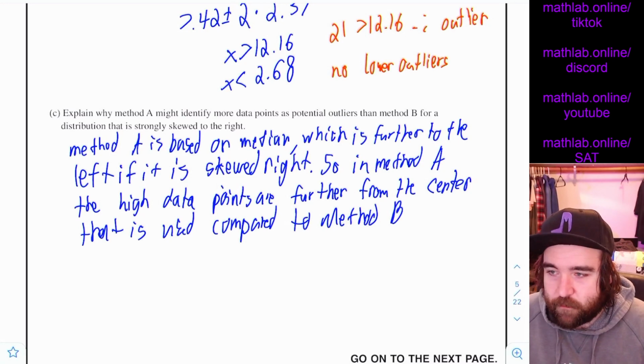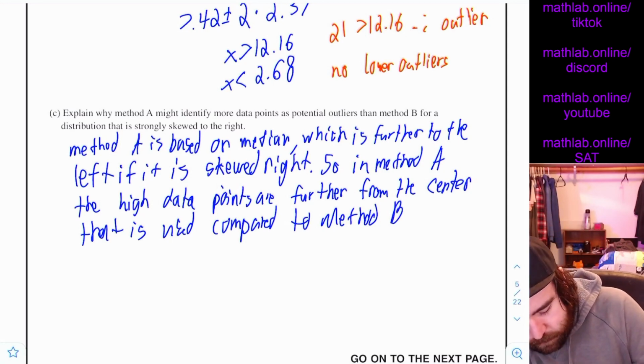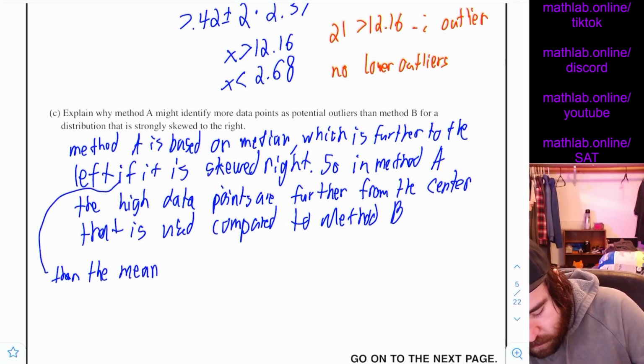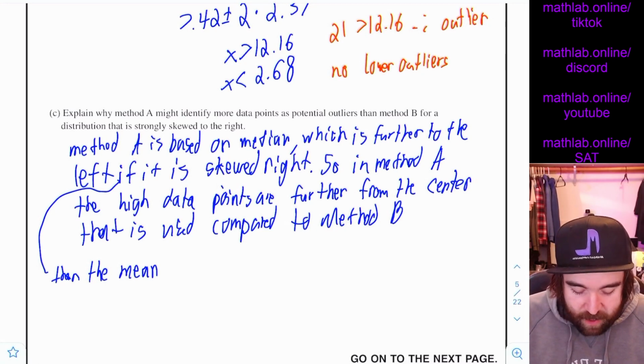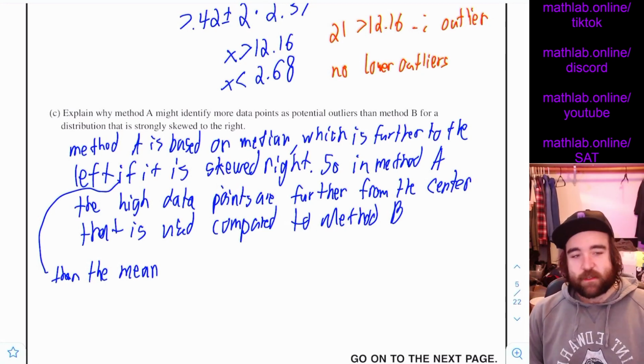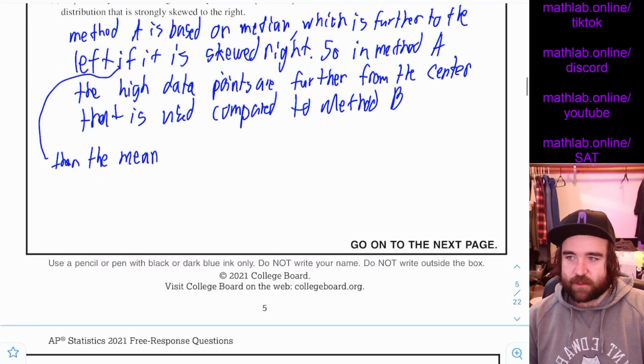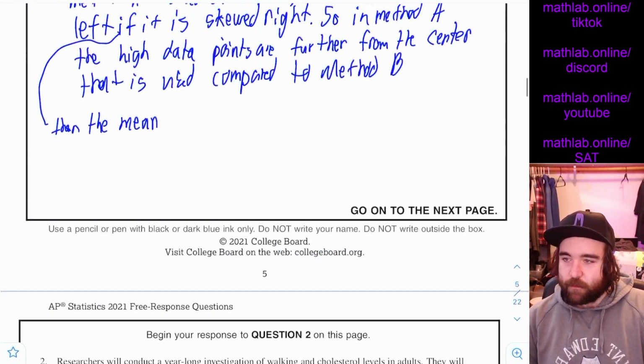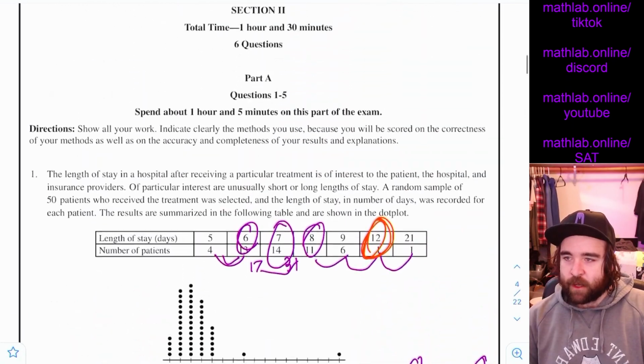Further to the left than the mean if it is skewed right. So in method A, the high data points are further from the center that is used compared to method B. That's as good as we can get. Yeah, that makes sense. Oh, that's it? Wow, okay. So it was just all about outliers.